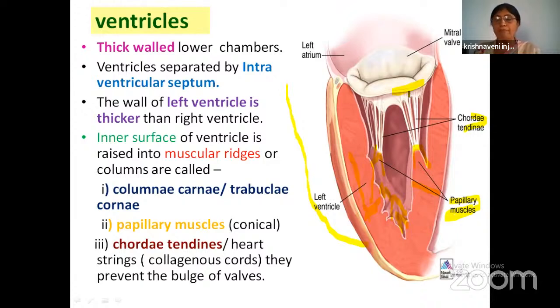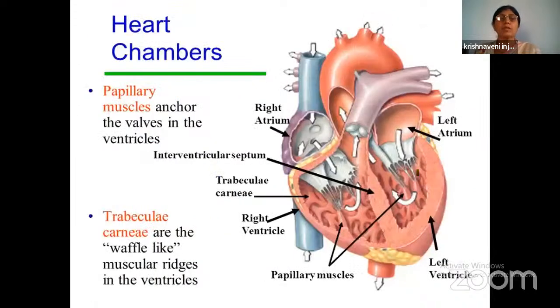This is about the ventricles. These may be new words for you: chordae tendineae and papillary muscles. They are nothing but ridges. They arise from the inner surface of the ventricles, muscular ridges. Because of their shape, we have given names here. Trabeculae, a tube-like structure, that's why we call them trabeculae carneae, columnae carneae. These are strings, chordae tendineae. It is a cone-like structure, so papillary muscles.